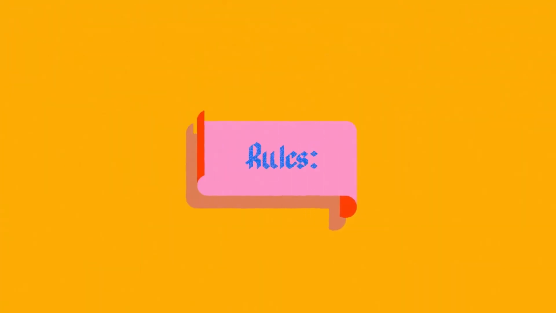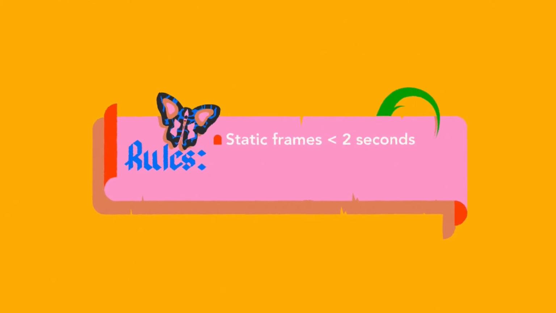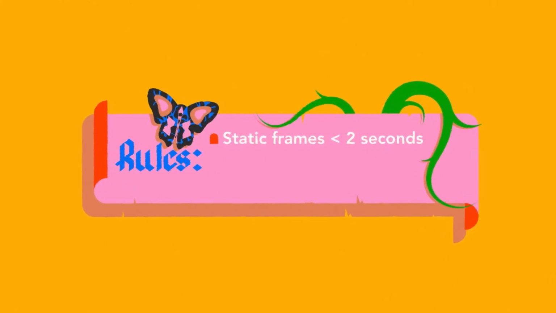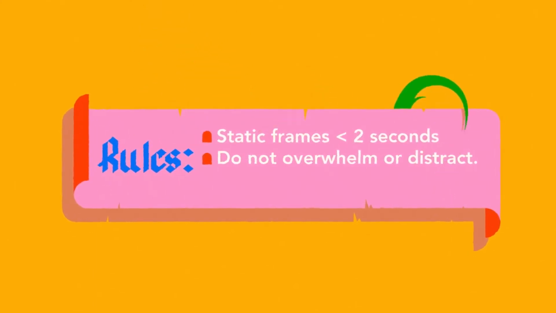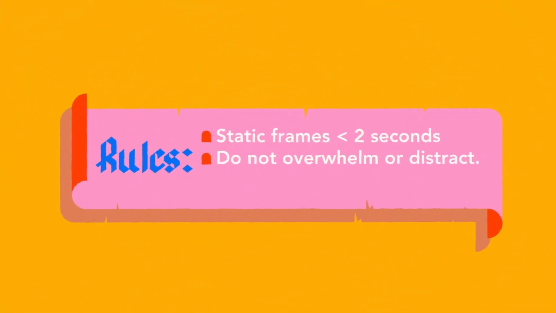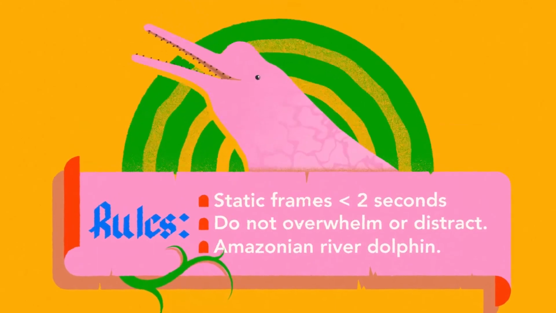When you're dealing with static frames, it's important to remember these three rules. 1. When you encounter static shots, they shouldn't be longer than 2 seconds. 2. Don't overwhelm or distract the viewer. You don't want to bore them, but you also don't want to overstimulate them and rob them of comprehending the content. 3. Once again, as a last resort, and I cannot recommend this enough, an Amazonian river dolphin.